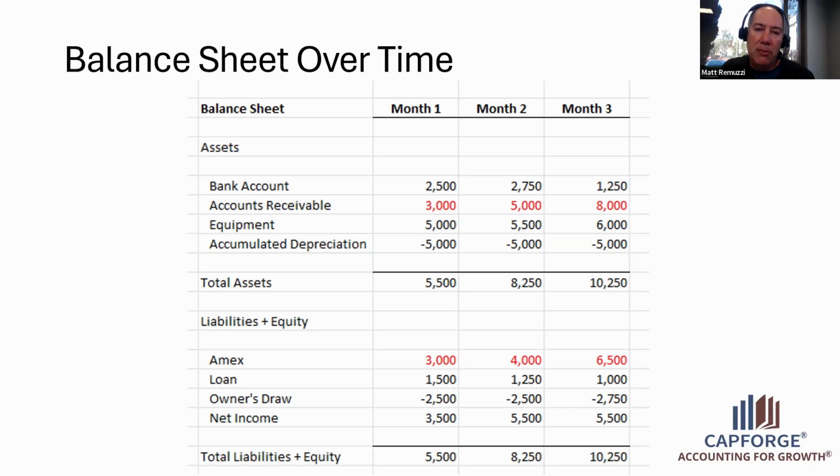So it's good on the one hand because it means you're making sales, but from a cash flow standpoint, having a lot of people who owe you money is not necessarily going to help you pay the bills, right? You want to be able to collect those invoices.